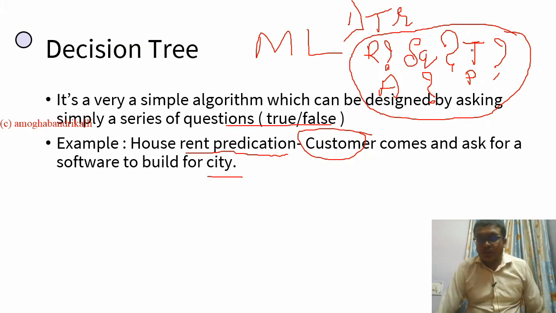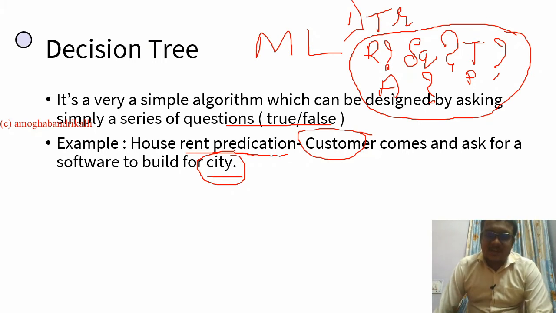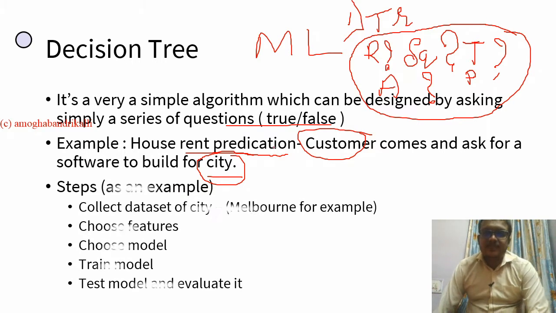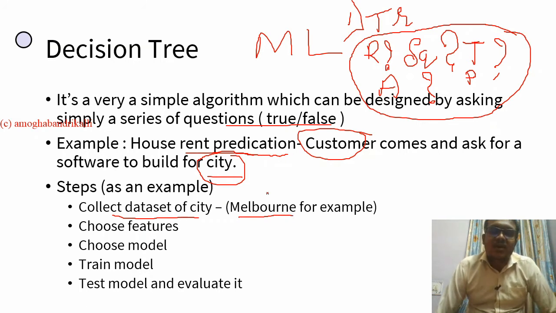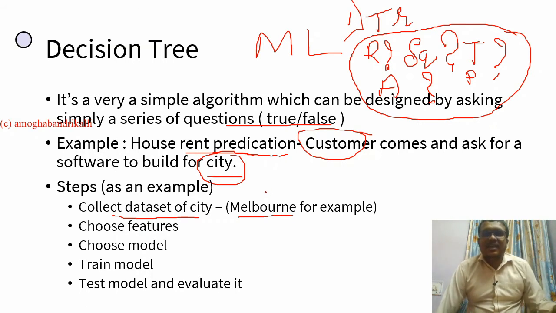After doing all those things, the existing house values of the respective city need to be collected. You need to prepare a data set, that is, collect a data set of a city. As we have seen, I provided a Melbourne data set earlier while explaining pandas. I have these features. Consider we have some 14 features like this.